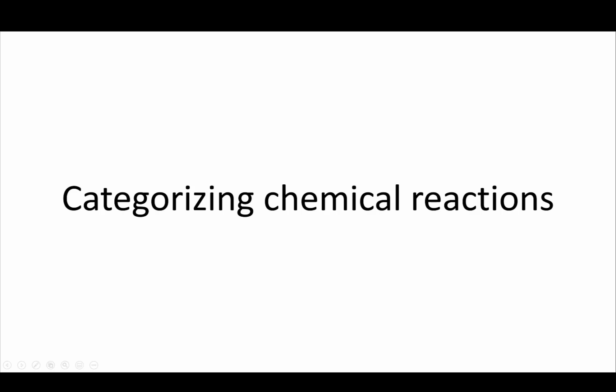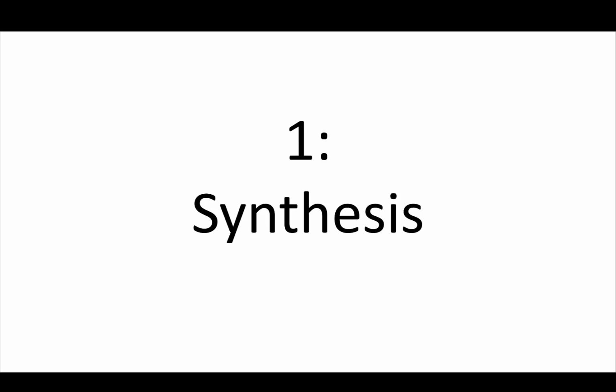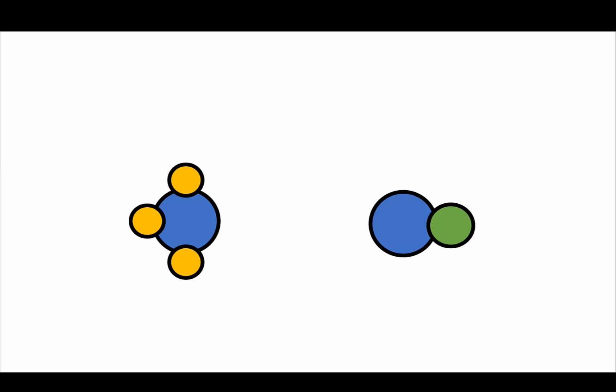Hello, in this video I'm going to teach you 5 different types of chemical reactions and how to identify them. So the first type is called a synthesis reaction, and at the molecular level, this happens when you have a couple different chemicals that fuse together. They synthesize a bigger chemical.